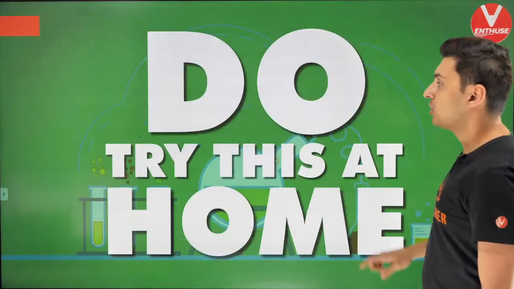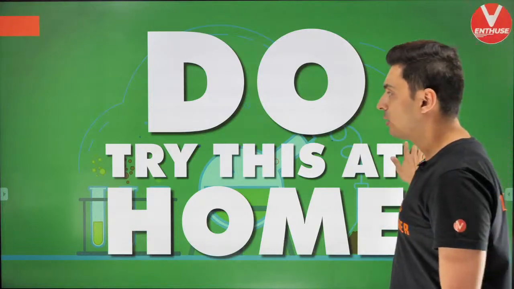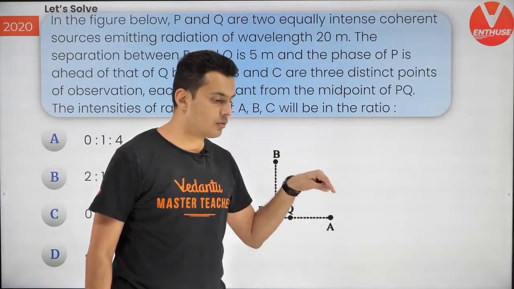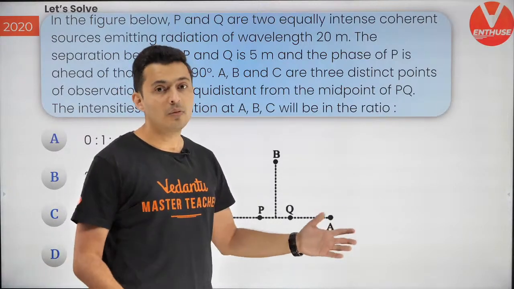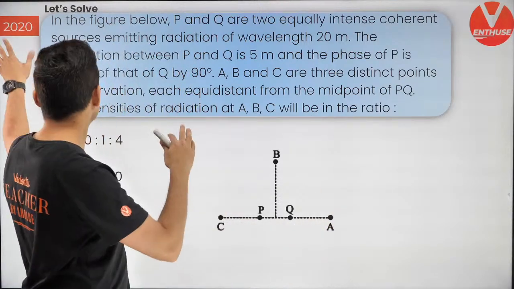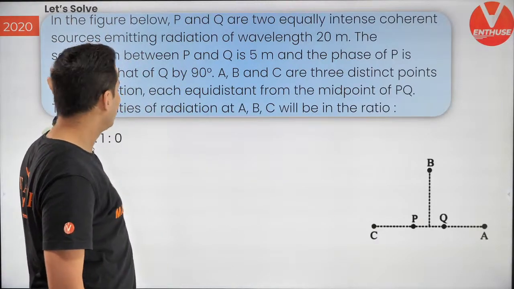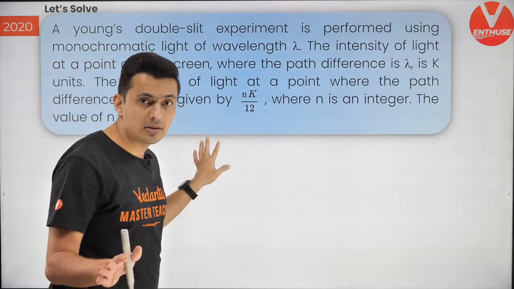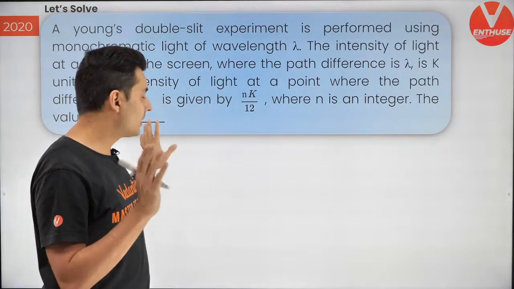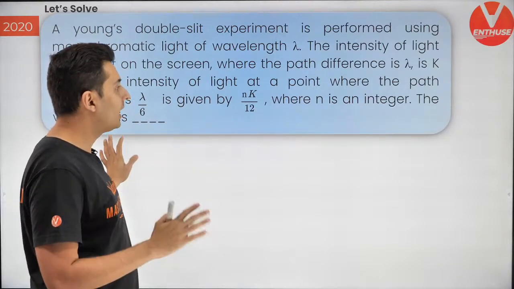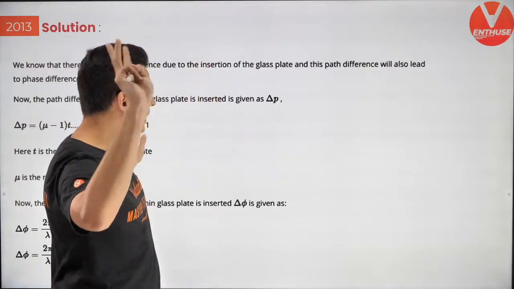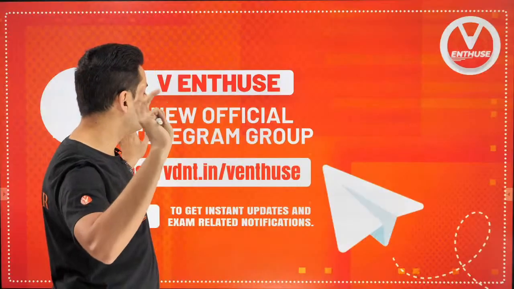All right. So some questions for homework are there in the session PDF. You can download the session PDF from the description box or from our Telegram group. These questions have to be tried at home. The answers and the solutions are mentioned. Do not look at the solutions before you make sure that you have attempted it wholeheartedly on your own. So 3 very important questions, along with solutions, have been given.